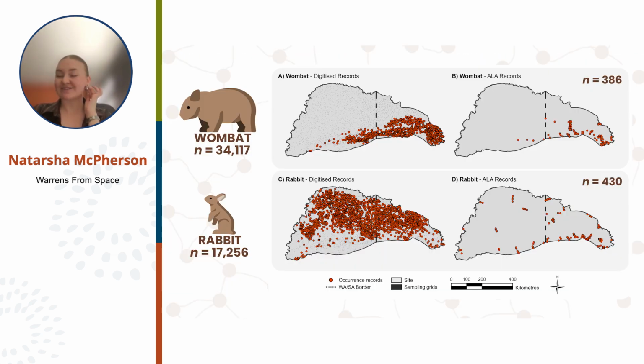And so using this method, just to demonstrate, we've manually mapped individual rabbit and wombat warrens across a randomized subset of grids across the region. For rabbits, we identified around 17,000 warrens, and I've also just included for reference the records that are available at the time from Atlas of Living Australia, just to highlight the different snapshot of extent, distribution, and density that you get depending on what approach, so opportunistic versus remotely derived or systematic sampling.